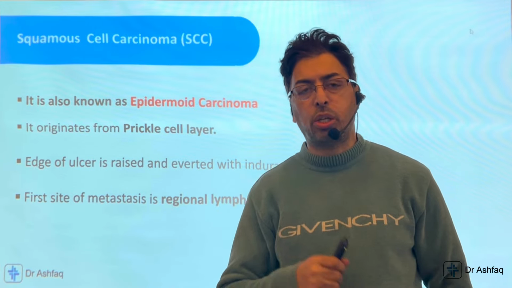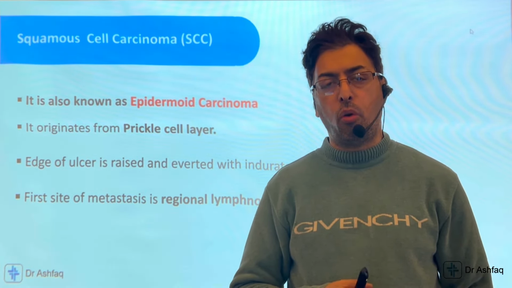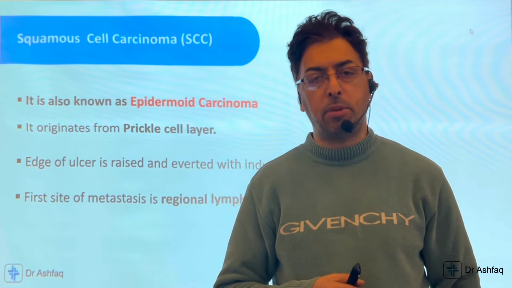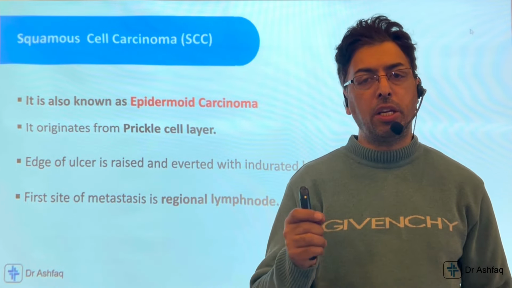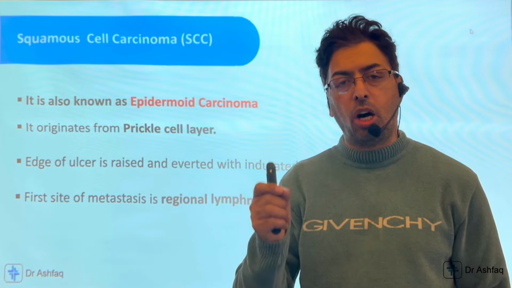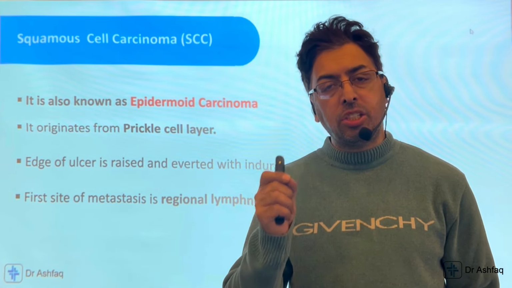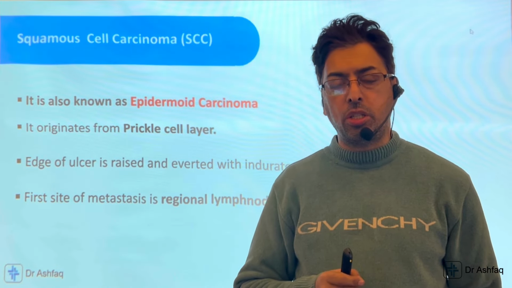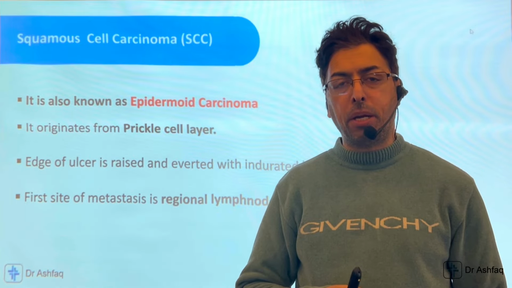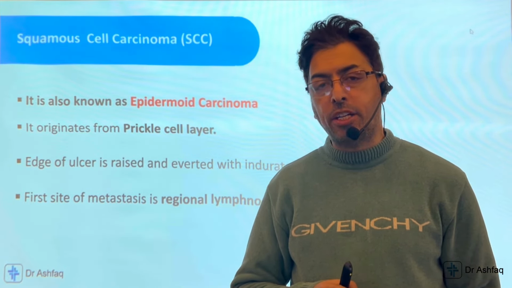Now, as far as squamous cell carcinoma is concerned, you have to remember that BCC is a very common type of cutaneous malignancy, followed by this variety, the squamous cell carcinoma. Now you have to remember, in contrast to BCC, which is given the name rodent ulcer, the squamous cell carcinoma originates from the prickle cell layer. You know the various important layers of the skin, and this SCC originates from the prickle cell layer, and it is also given the name epidermoid carcinoma.